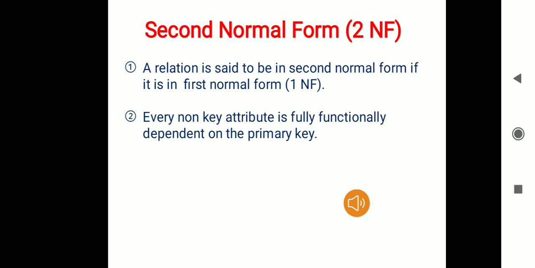Let's start with the second normal form. So when is a table said to be in second normal form? A relation or a table is said to be in second normal form if it is already in first normal form, and every non-key attribute is fully functionally dependent on the primary key. If it fulfills both these conditions, then the table is said to be in second normal form. I will show with an example in the next slide.